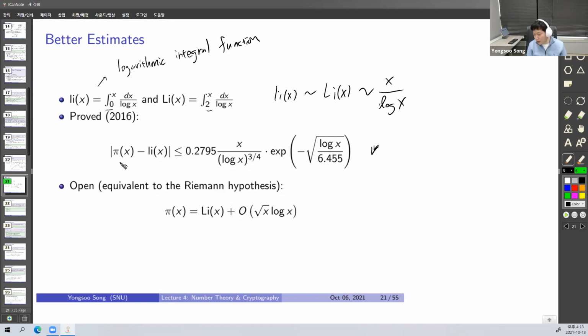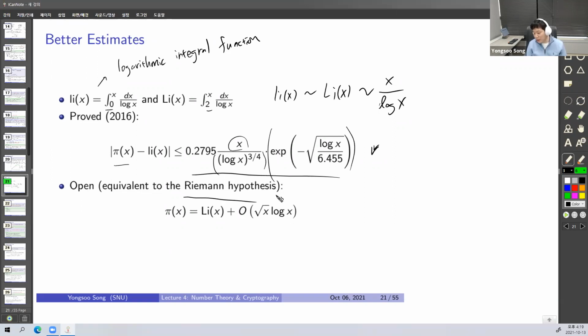The error between pi of x and this logarithmic integral function is bounded by a very complicated form. Roughly speaking, you can almost ignore this term. This is relatively minor, and this is again relatively minor. So you have an upper bound which is slightly less than some linear function of x. This is the best known result.